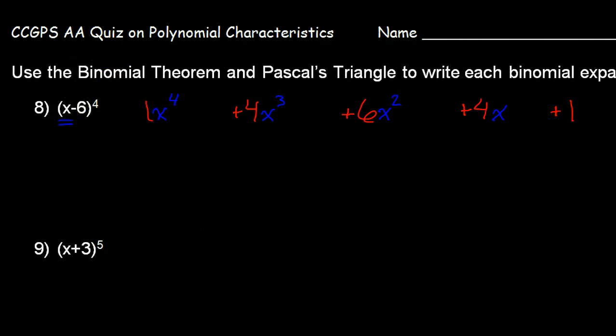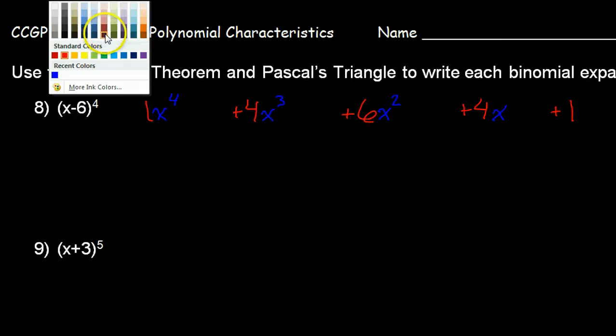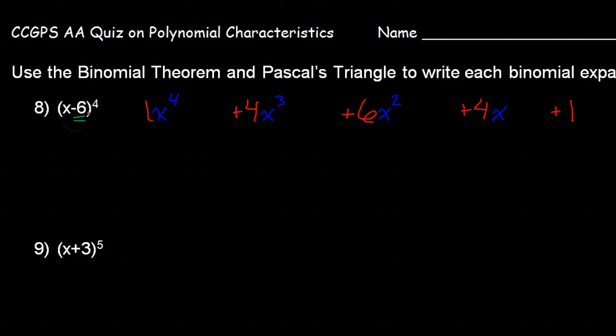Okay, next we move over and let's look at that negative 6. Let's see, I'll do green. So looking at the negative 6, it's on the right, so we're going to start off with our negative 6 on the right. If I were you, I'd put it in parentheses. And again, the degree is 4, so we're going to start off with negative 6 to the fourth power.